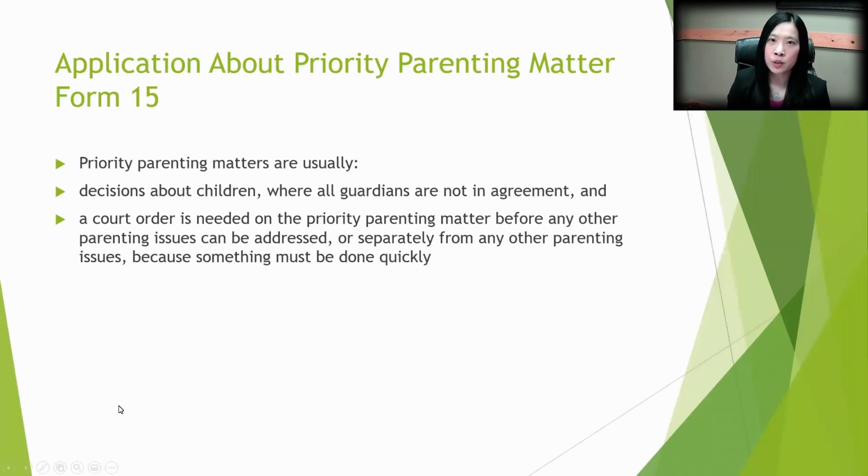Okay, protection order forms done. Next up, applications about priority parenting matter, Form 15. So priority parenting matters are very specific. They're usually decisions about the children where not all the guardians are in agreement. And if there's some specific rush to know the answer to that question, and you want to separately decide this beyond the usual parenting schedule, etc., but something must be done quickly for some specific reason. So let's take a look at when those apply.